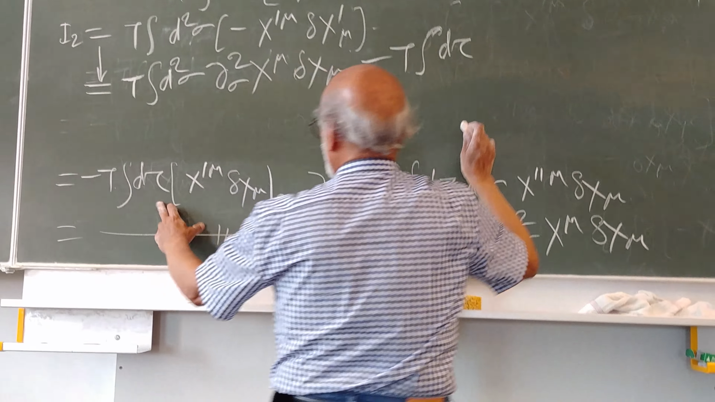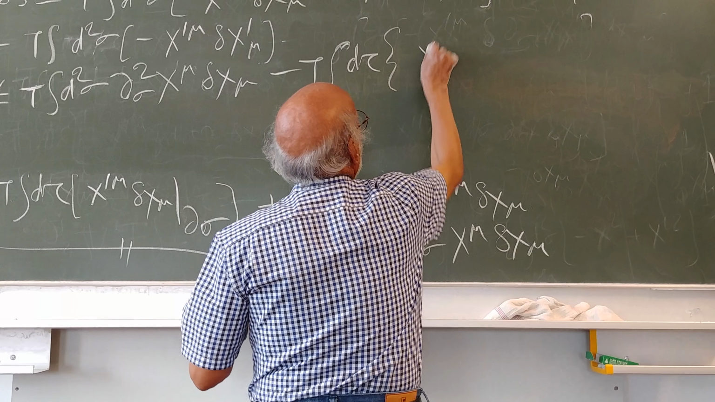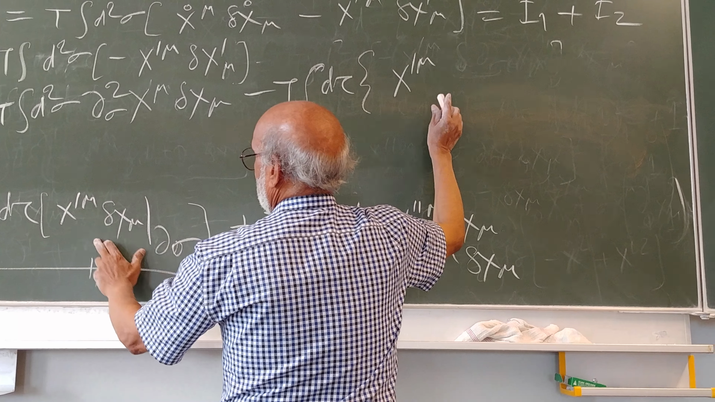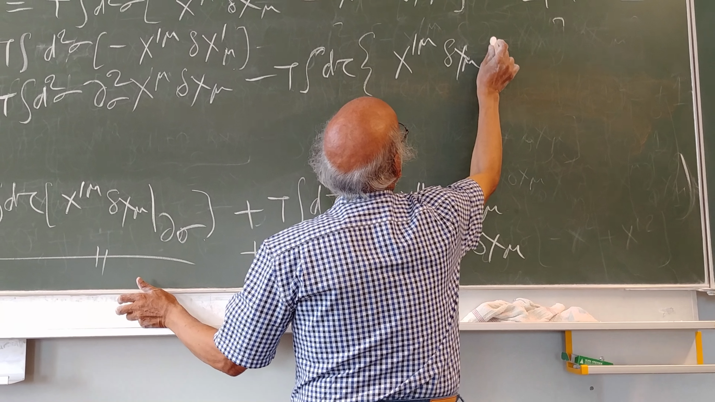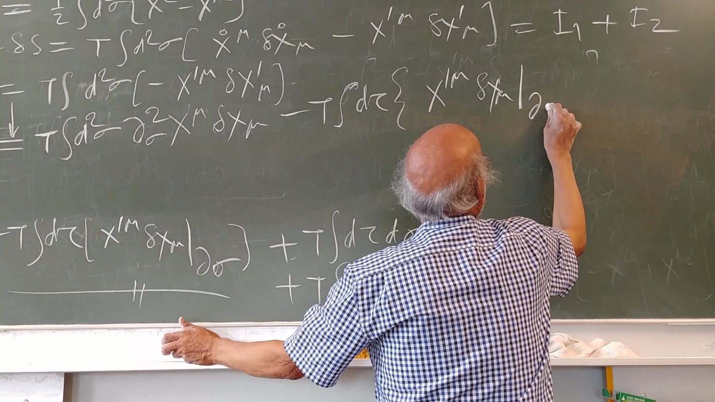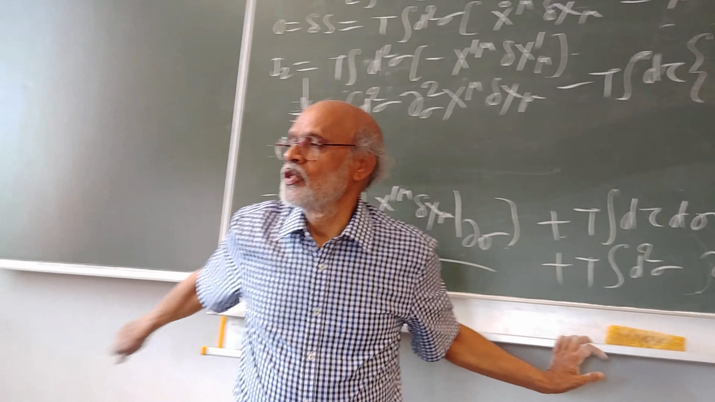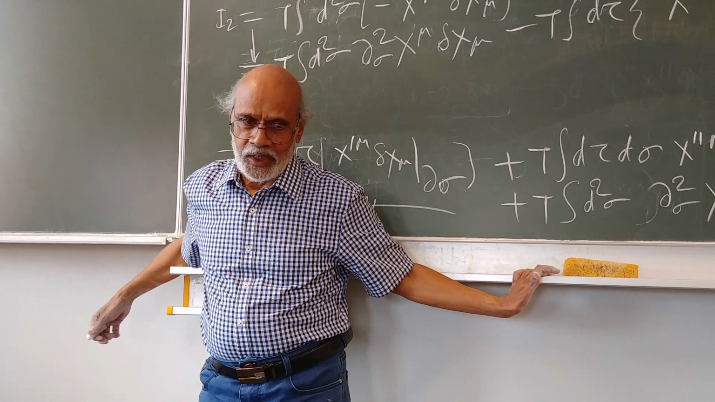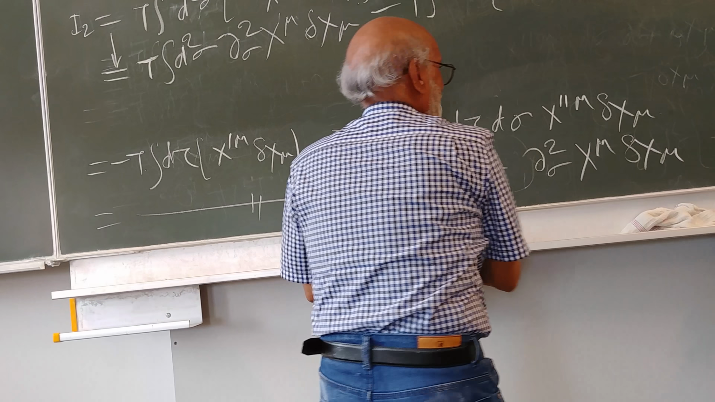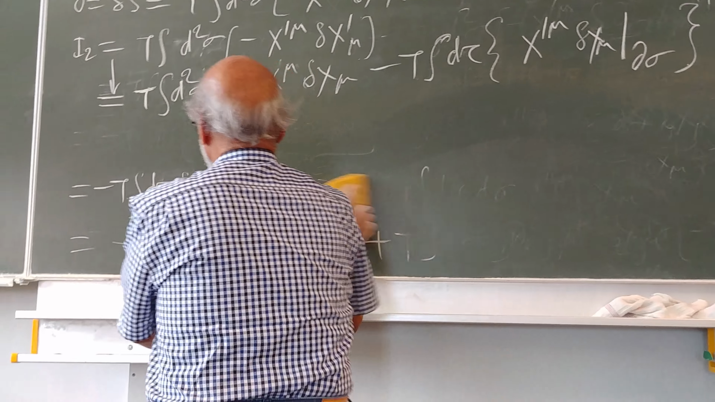d tau into x prime mu delta x mu, and this is over the surface boundaries of sigma. Okay, good. And so, I1 was there.